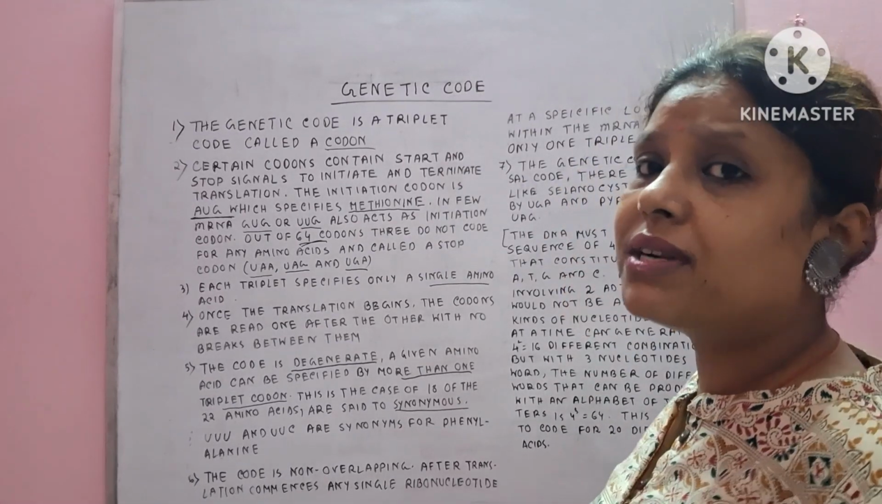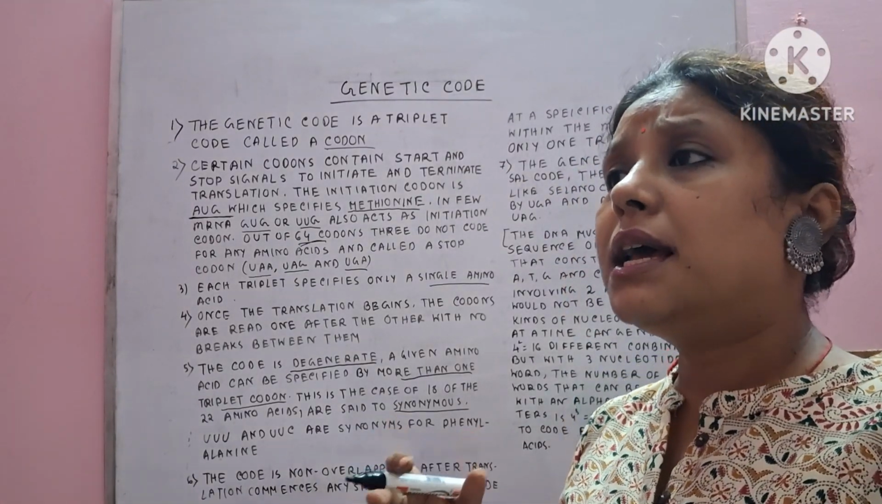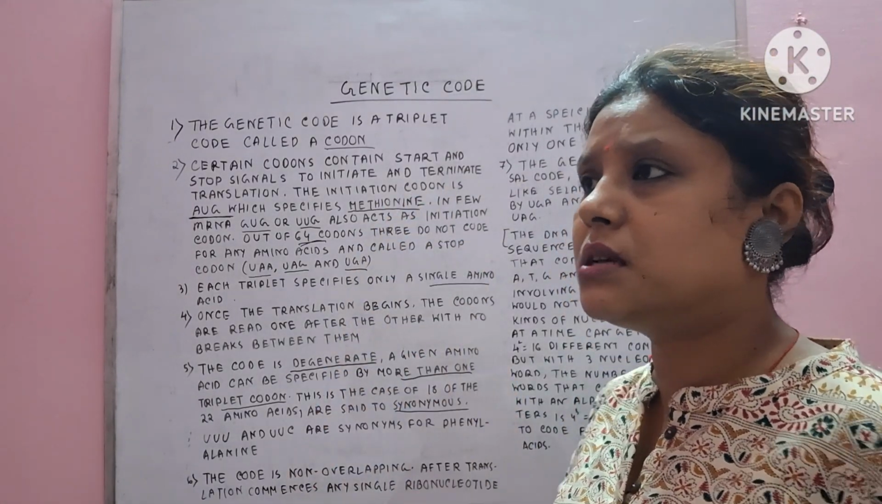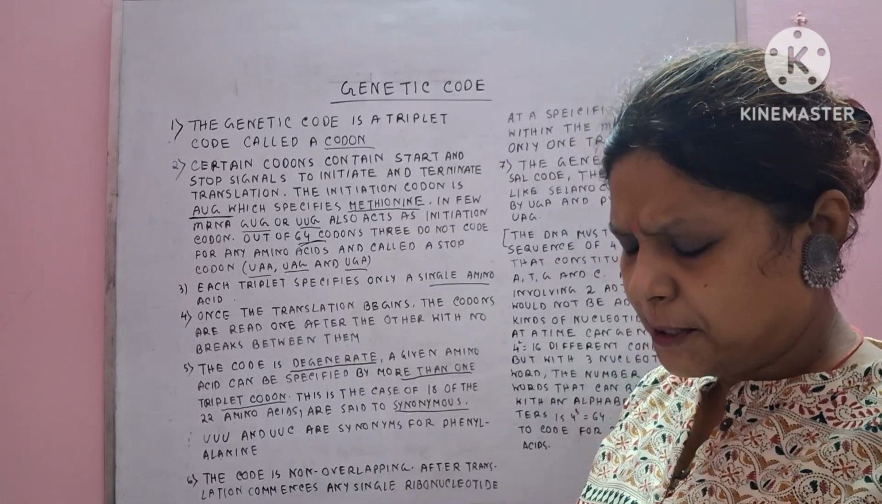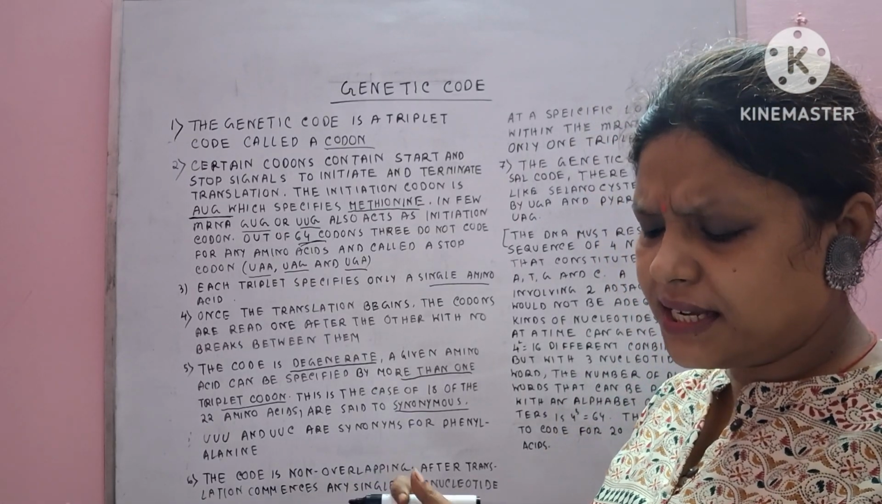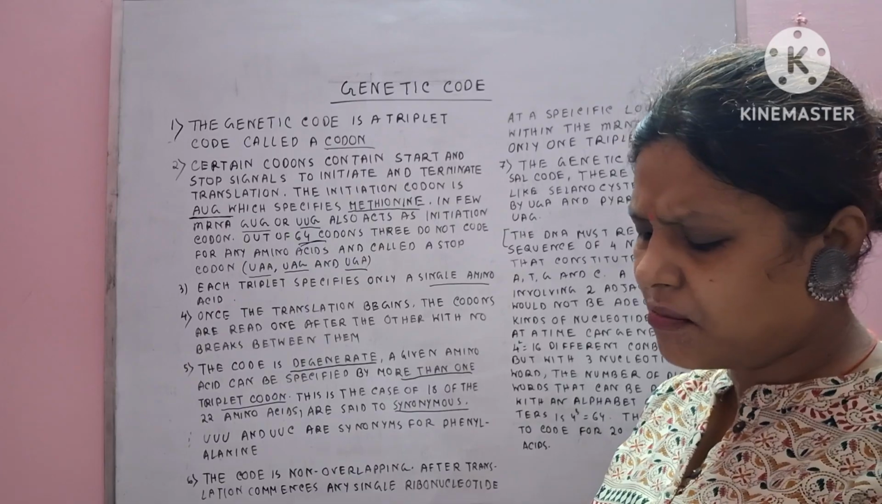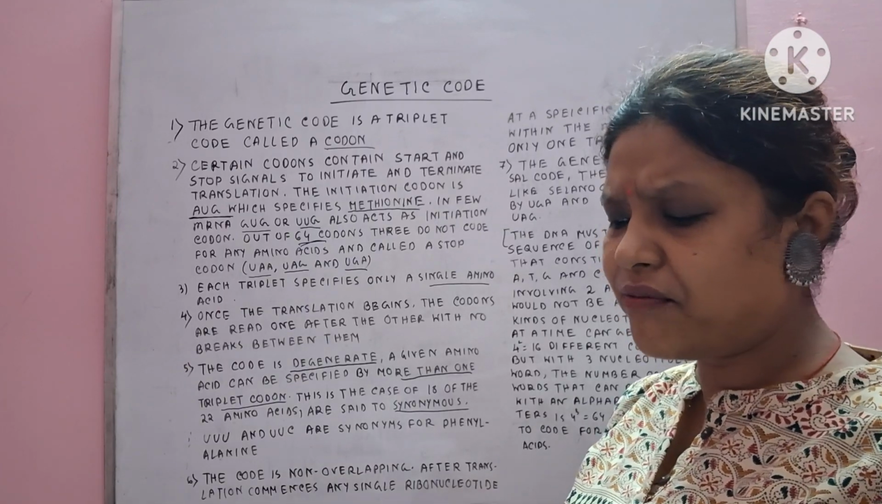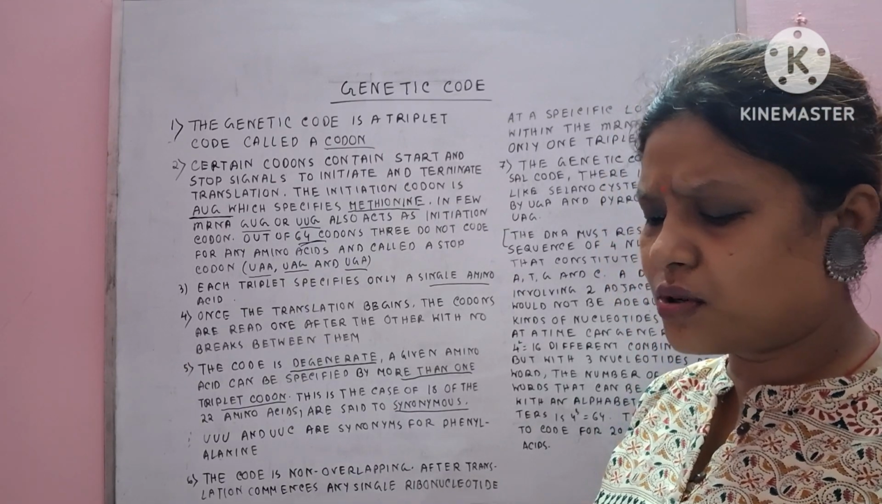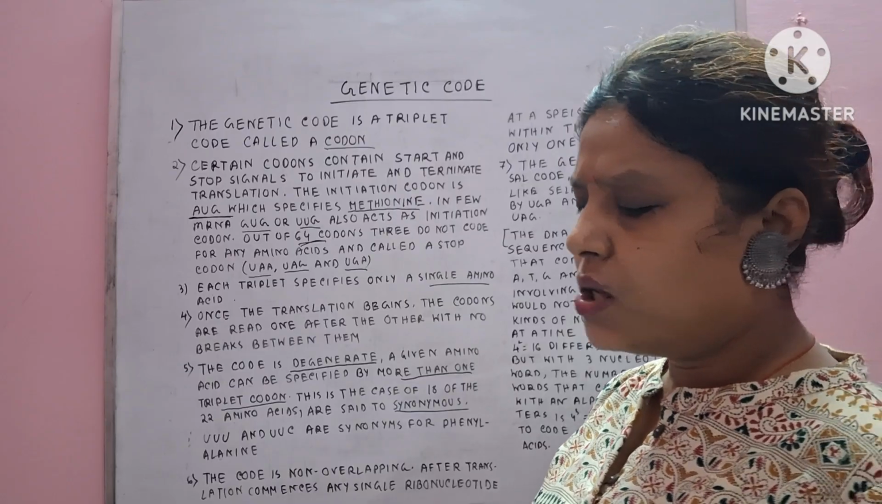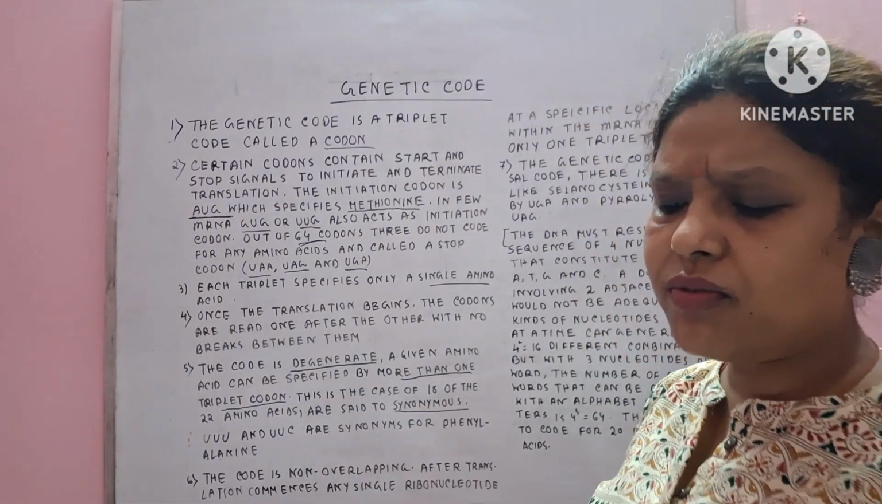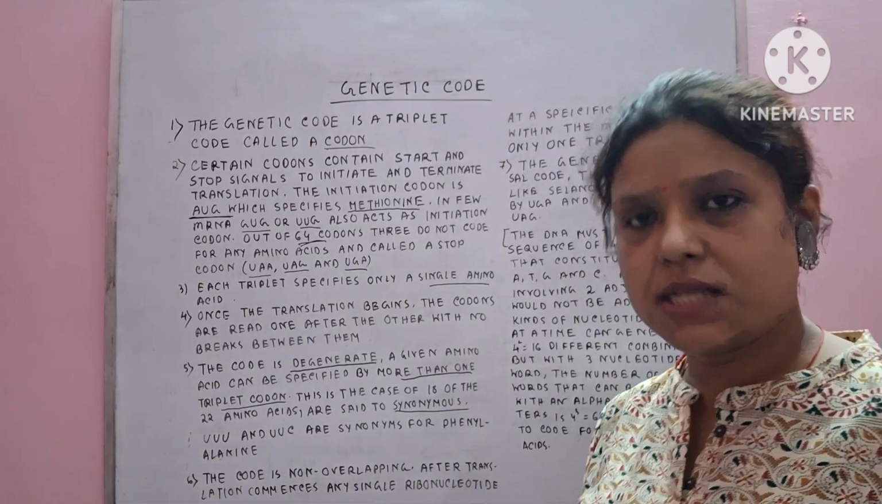Why is it called the universal code? That means the same codons, for the 20 amino acids, remain in every translation process. Yes, this is the universal code, that means the same codon.